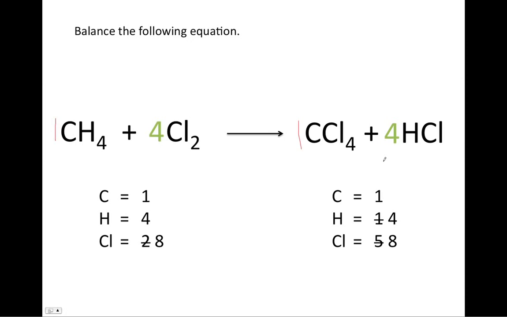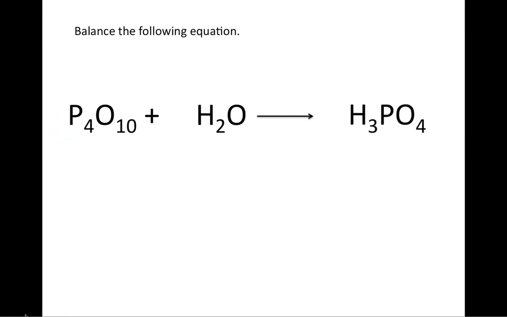And typically when balancing your equation using this method, you will come up with the lowest ratio. But it's just one more thing to keep in mind. Let's take a look at another example.